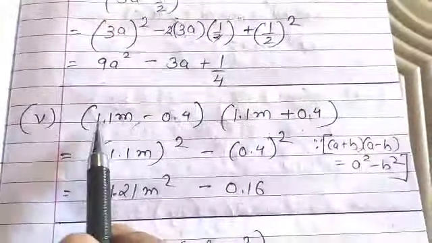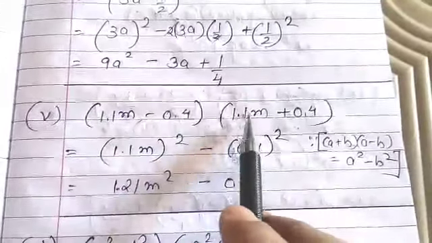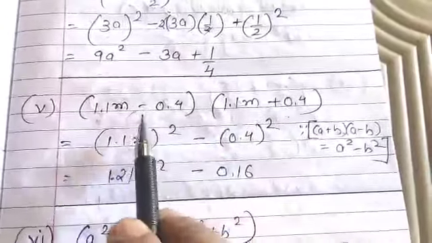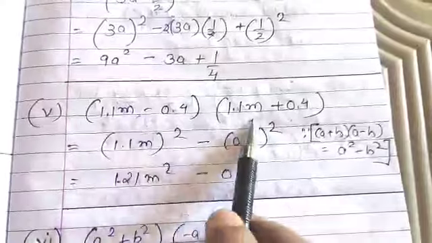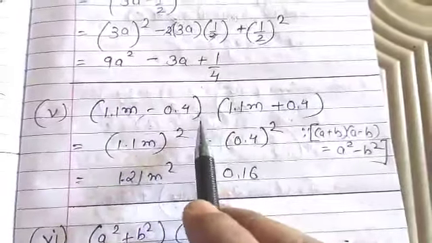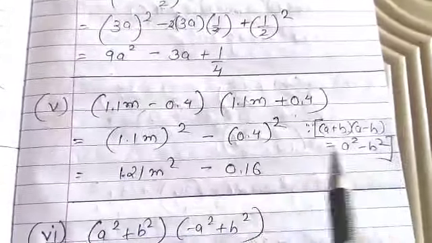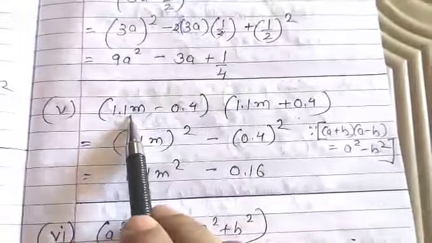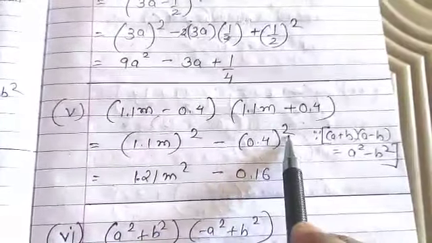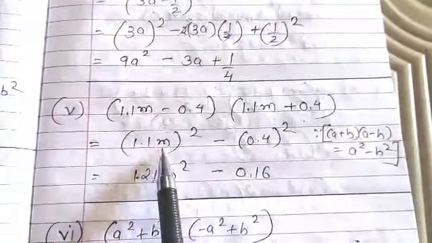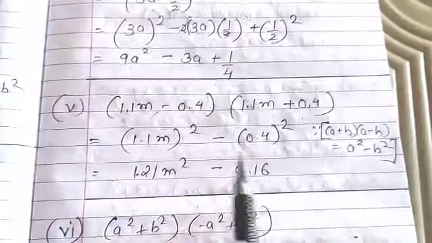Let's see sum number 5. (1.1m - 1.4) into (1.1m + 0.4). Now dear student, here both the brackets have different sign. Both the binomials have a different sign. Means which identity you have to apply, that is (a + b) into (a - b) gives a square minus b square. So it's very simple. You have to make a square of 1.1m square minus 0.4 square. The square of 1.1m is 1.21m square and square of 0.4 is 0.16.